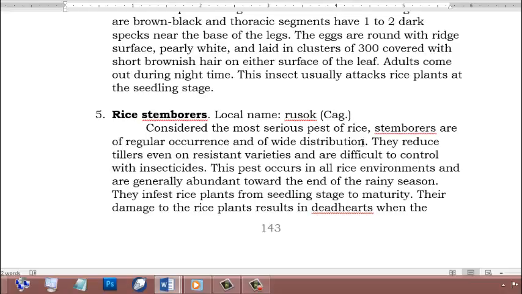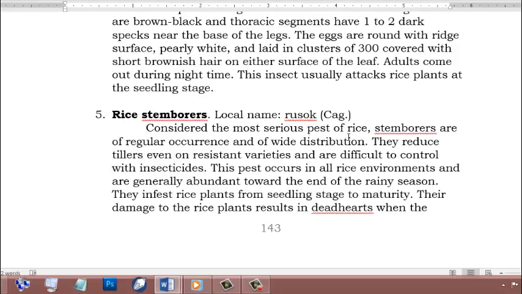Stem borers come out when the soil is covered with water and go down when the soil doesn't have water. So we must be very intelligent when we spray them or eradicate them. We should know how to get rid of them. They reduce tillers even on resistant varieties and are difficult to control with insecticide.